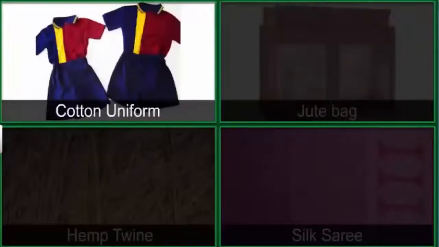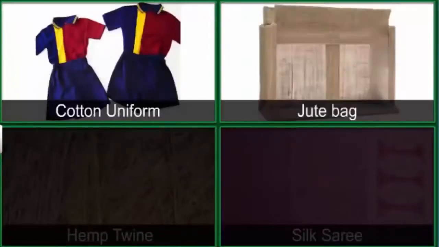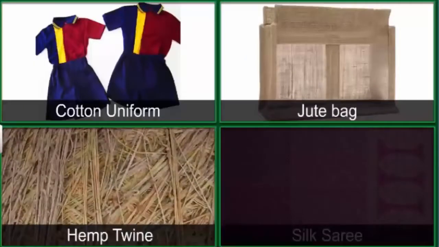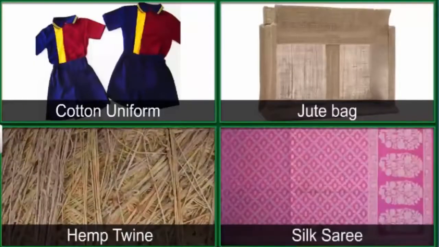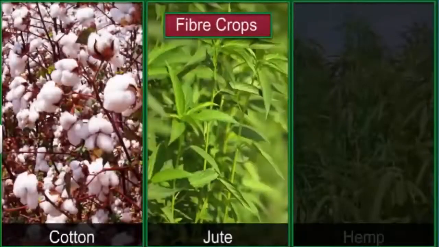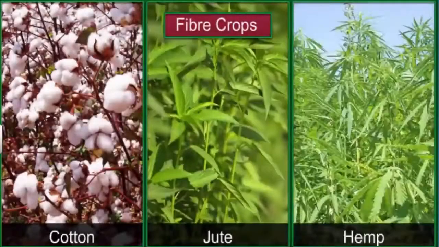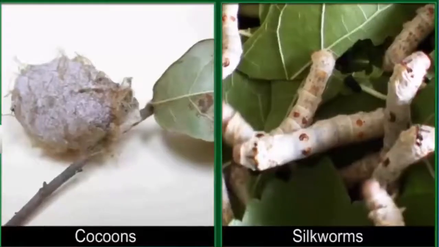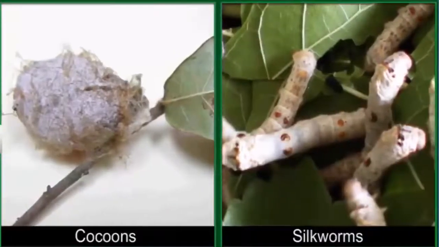The cotton uniform you wear, your jute school bag, the hemp twine you see being used to tie things together, and your mother's silk sari are all made from natural fibers. While cotton, jute and hemp are grown as fiber crops, silk is obtained from cocoons of silkworms fed on mulberry leaves.